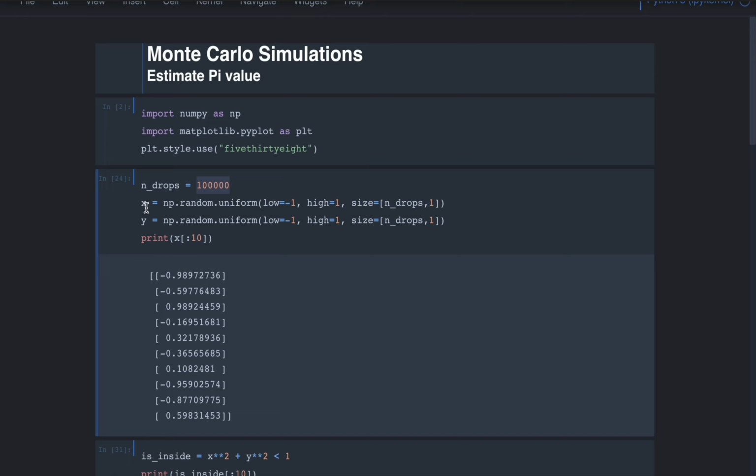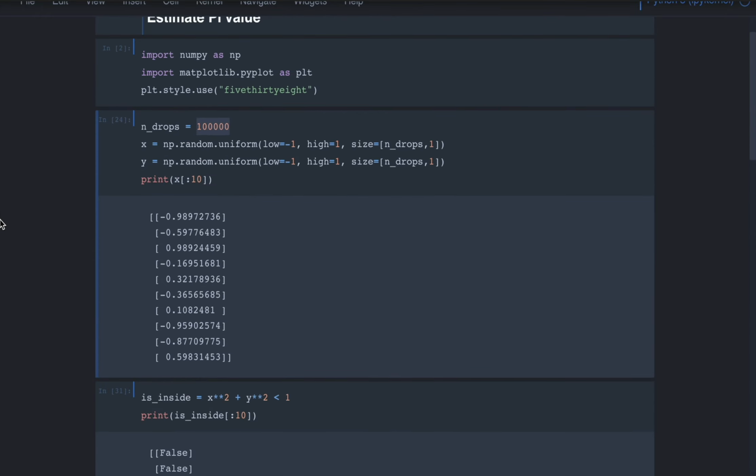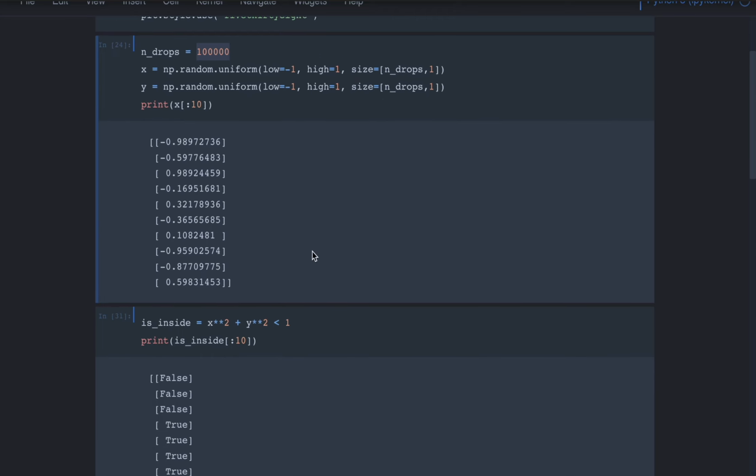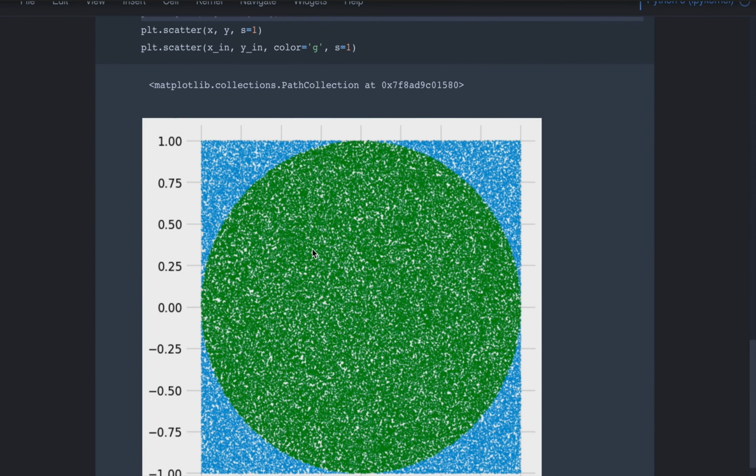So the first value in x and the first value in y correspond to a point on this plane within this square, right? So if you look at the first 10 values of the x, they look like this, right? So they are between -1 to +1 with equal probability. Now we know the coordinates, and now we want to find out if the coordinate or the point is within the circle or not. Now how do we find that?